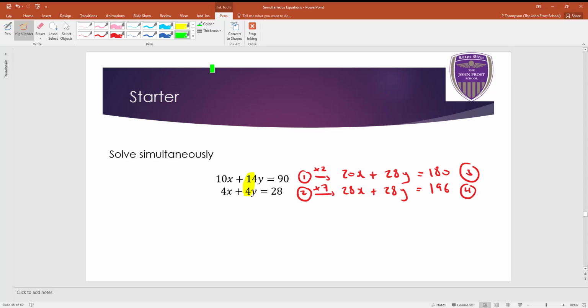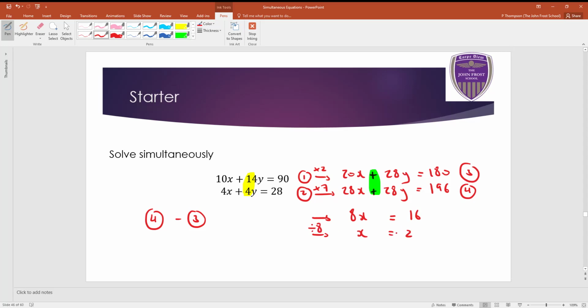Remember now, when you've got the same signs, you subtract the equations. Remember the saying, same sign subtract. Because 28 is bigger than 20, I will do equation 4, take away equation 3. And so 28x take away 20x is 8x. The y's are going to cancel out. 196 minus 180 is 16. Divide by 8. And x is 2.